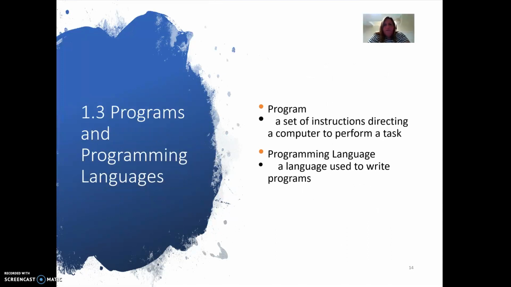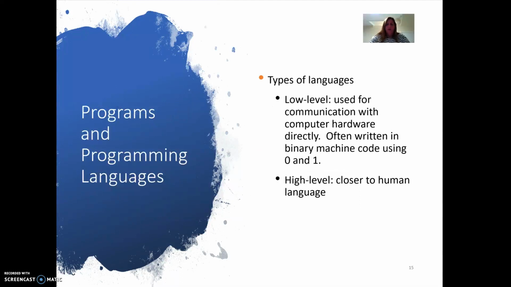So there are various programming languages. We talked about a program as being a set of instructions that tell the computer how to perform a task. A programming language, when you think about it, is a set of commands that are used to write the program. There are low-level languages and there are high-level languages.